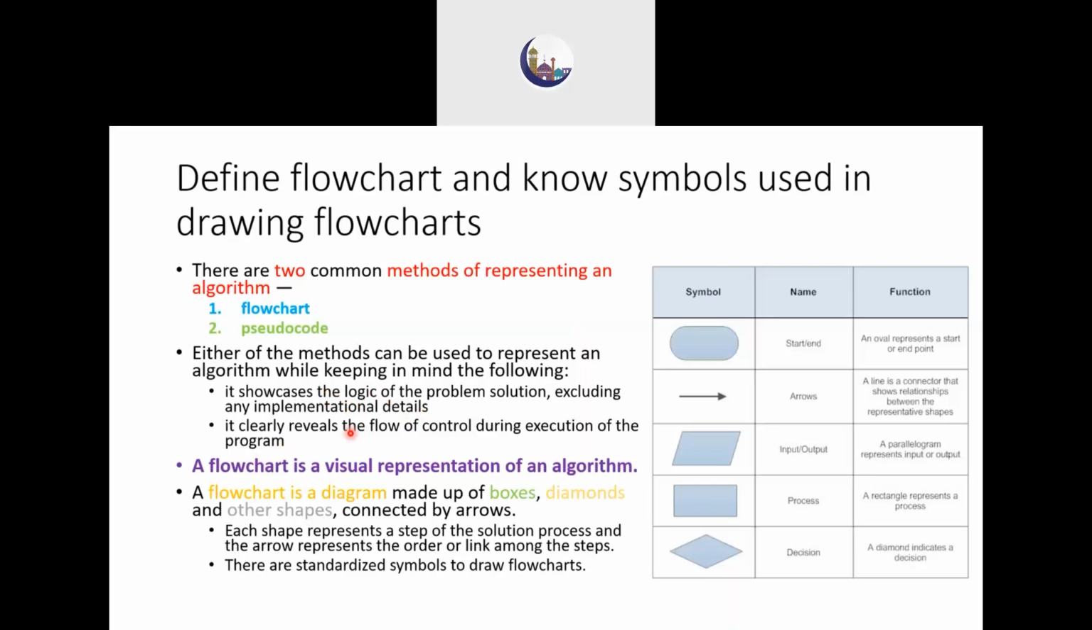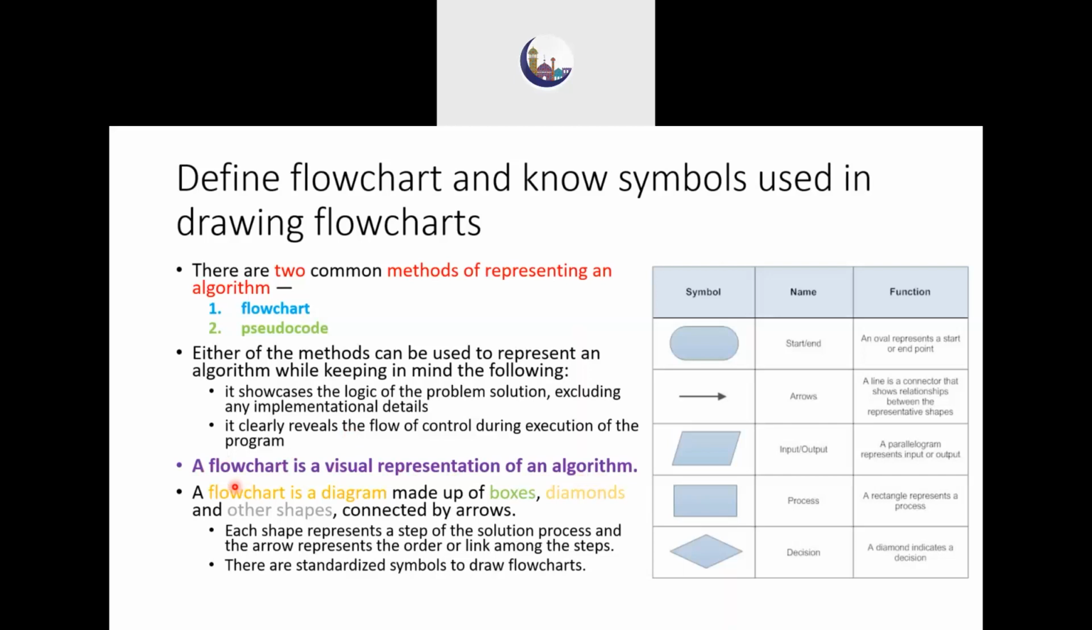Step one, after step one, step two, then after step two, step three will come, then after step three, step four will come. It should give the flow clearly of how control will go on till the execution of the program is done. Okay, so in simplest terms, a flowchart is a visual representation of an algorithm.